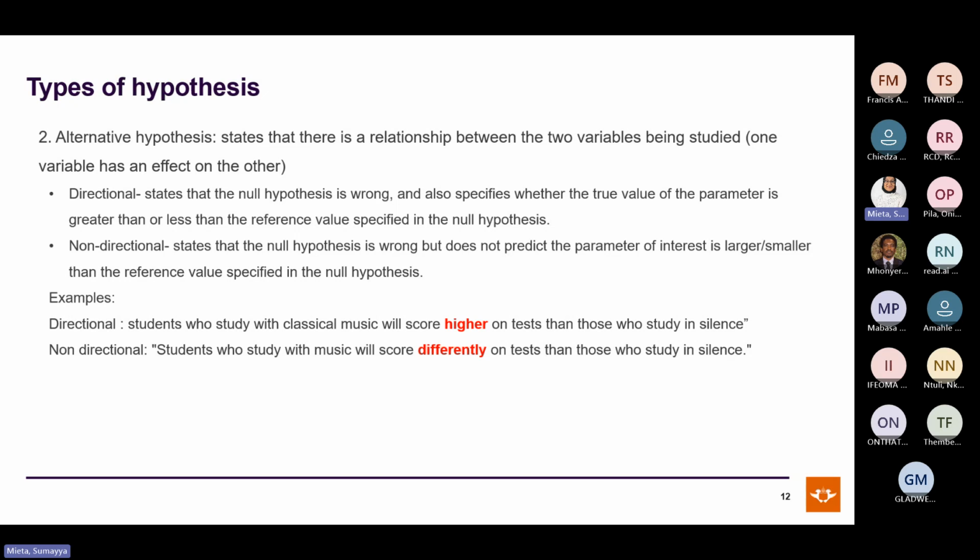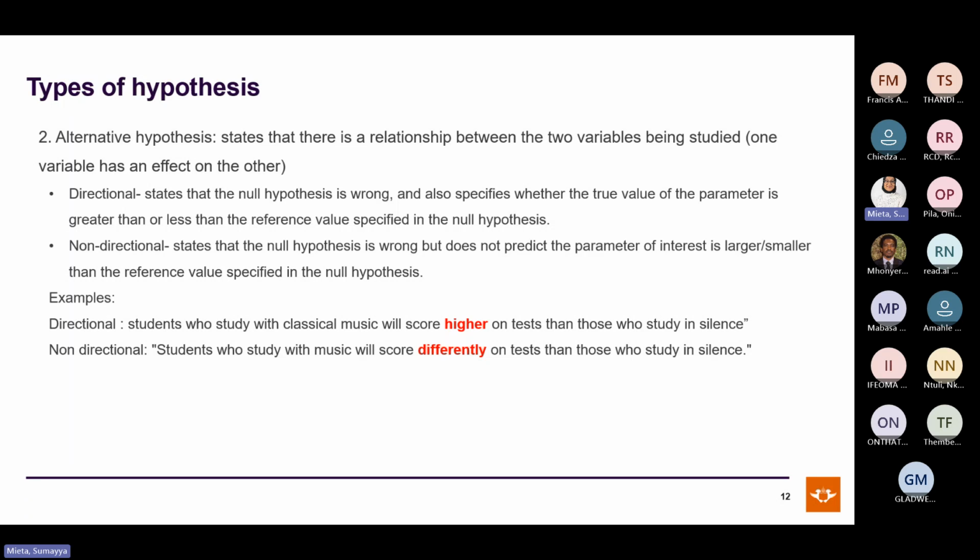Okay. If you look at the example below, it says, students who study with classical music will score higher on tests than those who study in silence. So it specifies that they will score a higher grade, okay, than those who study in silence.